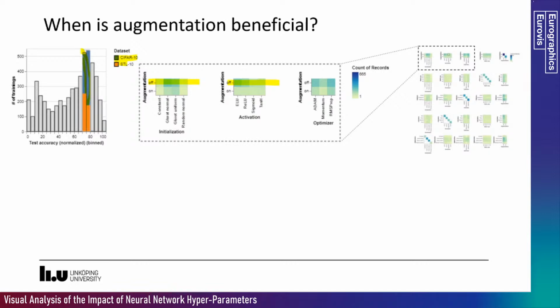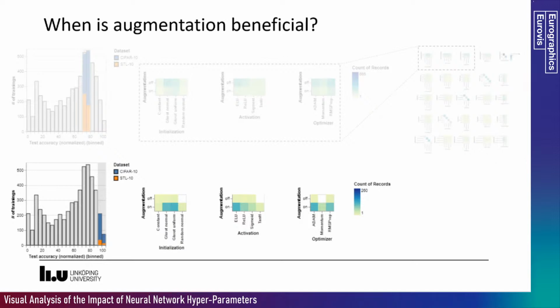However, selecting only the top models, there is a clear benefit in using augmentation. This indicates that only the more difficult optimization problems effectively make use of augmentation, and do so in a limited number of trainings. We can also see that a good combination of optimizer, initialization, and activation functions seems to be important for achieving top performance. So let's explore those parameters in more detail.